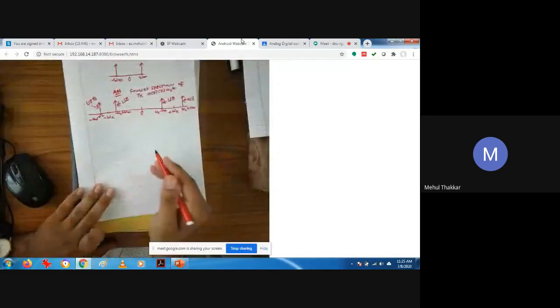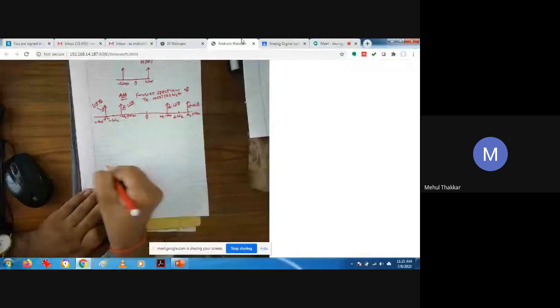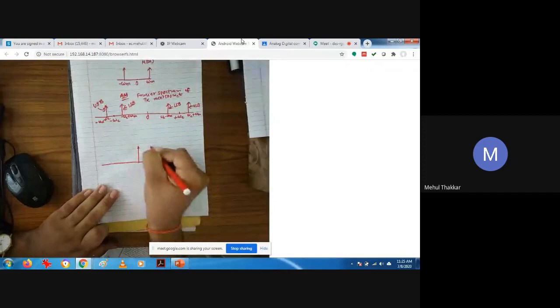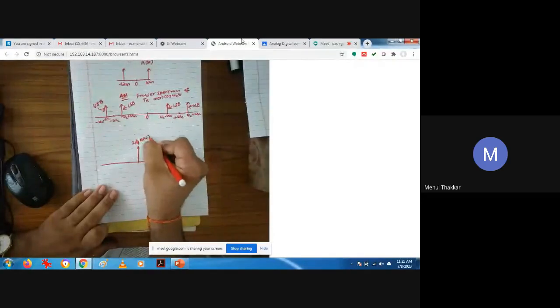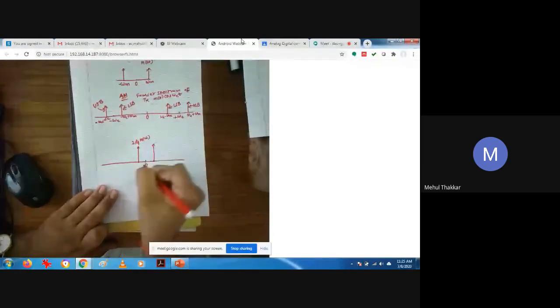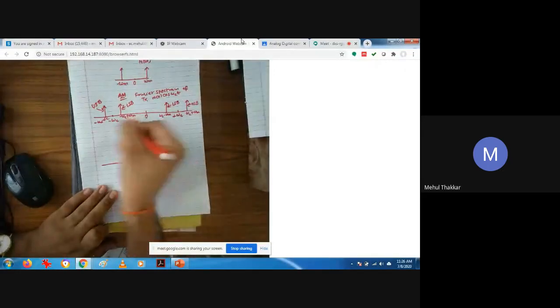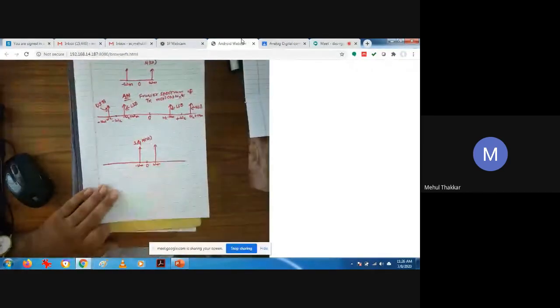So the spectra will come at the center, and that will be 1/4 of the original spectra. So 1/4 of M(omega) will come over here, located at minus omega_m and plus omega_m. And this will again be shifted: if you multiply it again with cos omega_c t, it will be shifted to minus 2 omega_c and 2 omega_c.